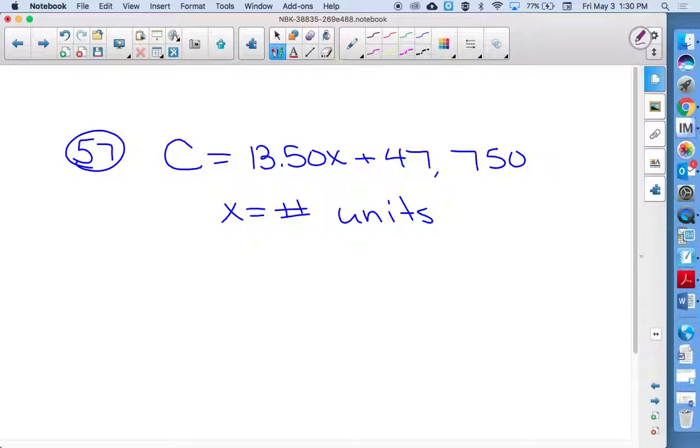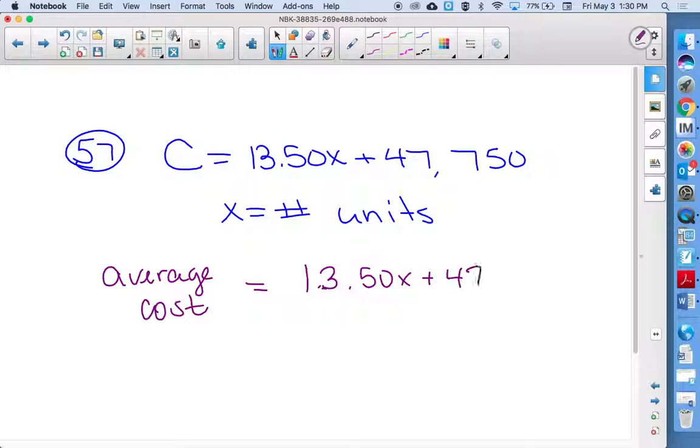So what would you do to find the average cost? Divide the whole equation by x. Right, so if I want to find the average cost per unit, meaning how much does it cost me for 1 unit instead of everything that I make, we have $13.50 plus the $47,750 divided by x. Because when you're finding an average, if I make 15 things, then I would divide that by the number of things that I'm making to get an average cost for 1 unit. So I'd have to divide that by x.